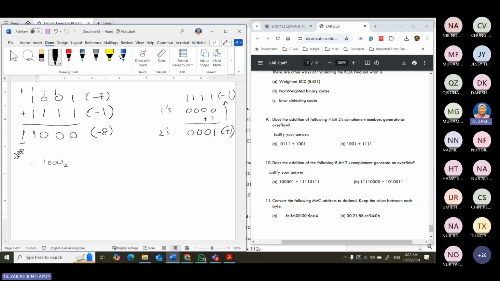So the final answer should be negative 8. But what you have here is 8, okay? And here is like 1000, but this is not negative 8. So what we have so far is not negative 8, because you need to convert back again. Okay, what is the actual negative 8 in 2's complement?